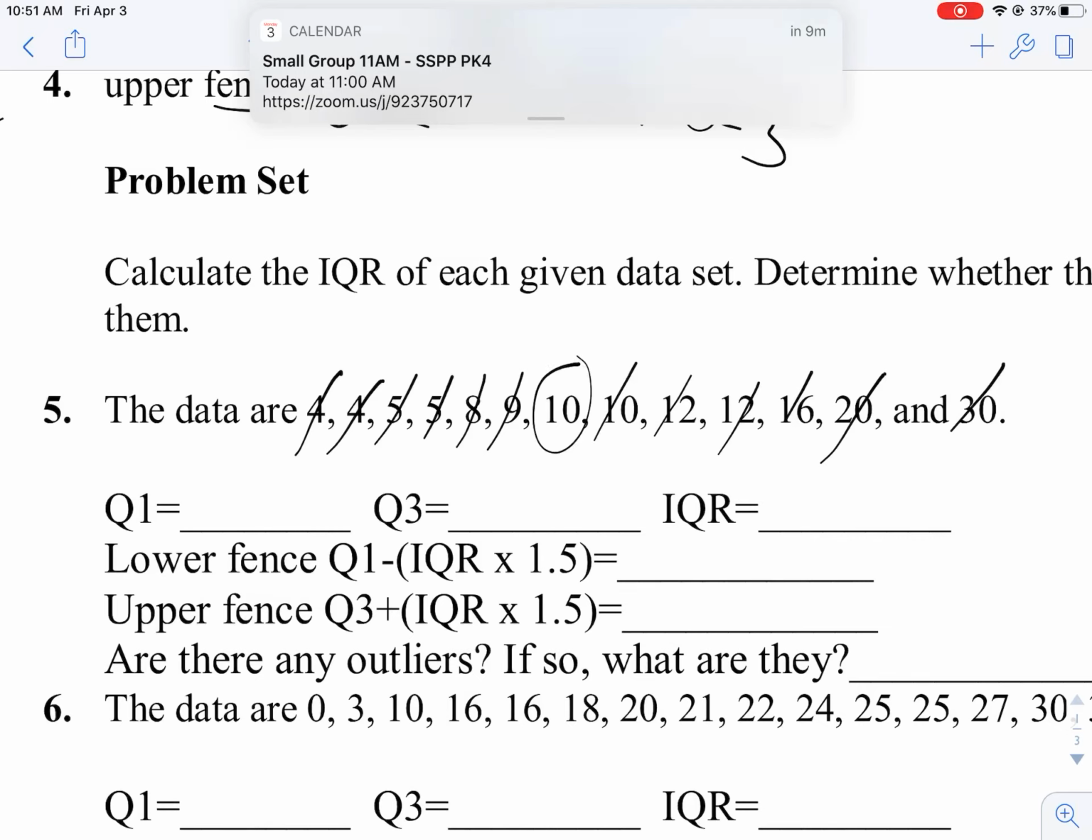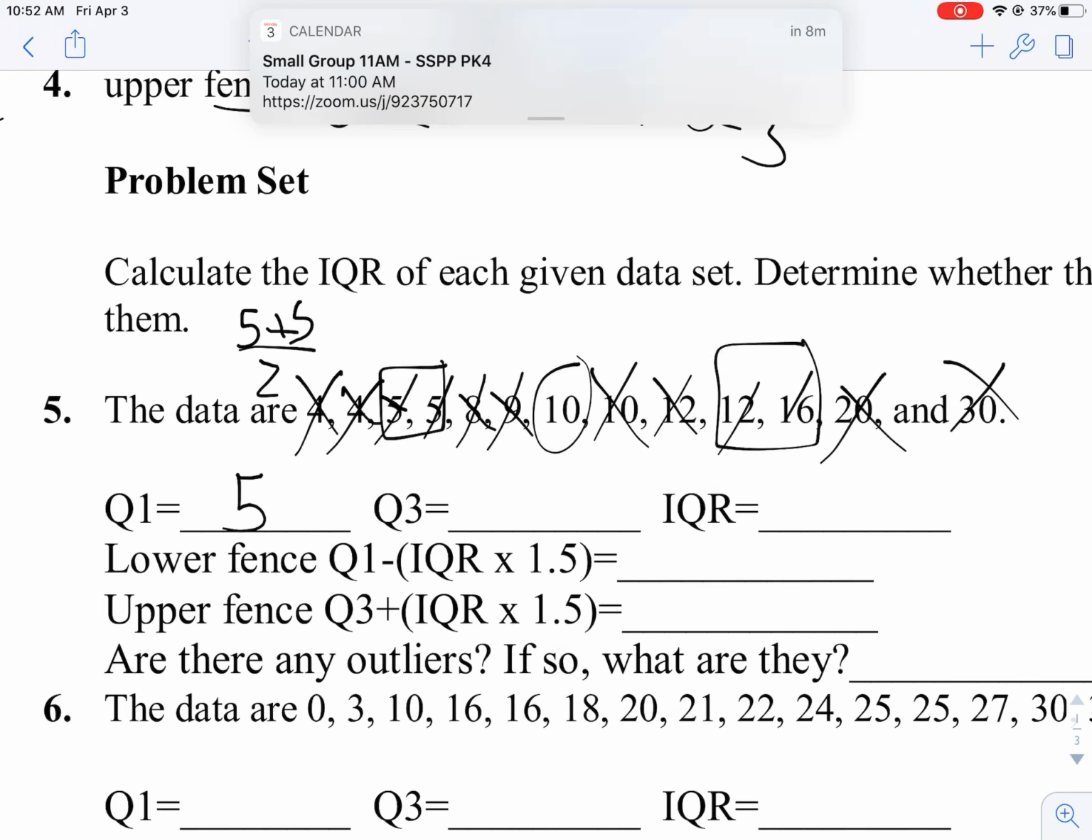So that means now I need to find my Q1. So here, here, here, here, here. I got these two in the middle here. So that's 5 plus 5 over 2. So that's just going to come out to be 5. So Q1 is 5. And then we're going to go on the other side. Here and here, here and here. And I have these two guys, so I have 12 plus 16 over 2. That is going to give me 28 over 2, which is equal to 14.